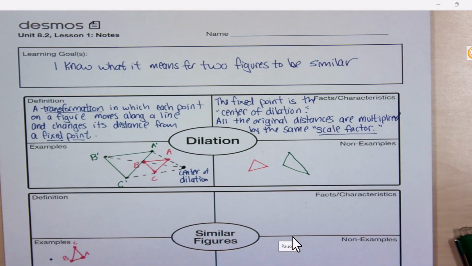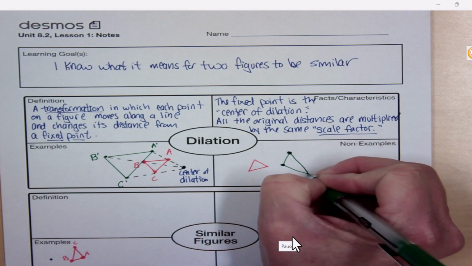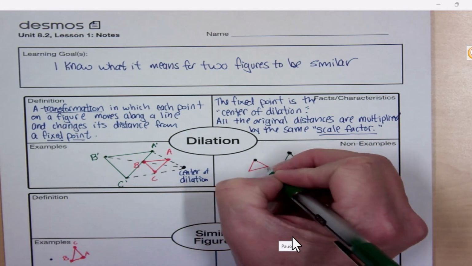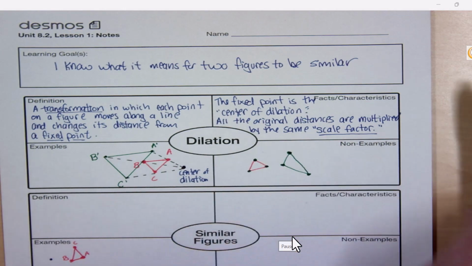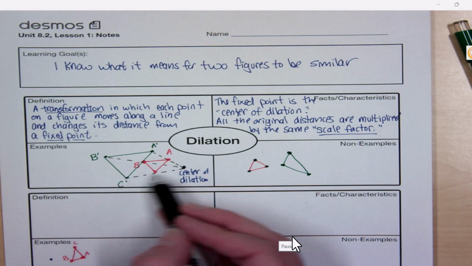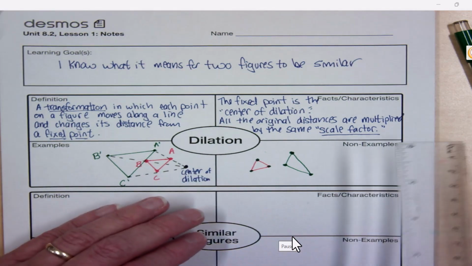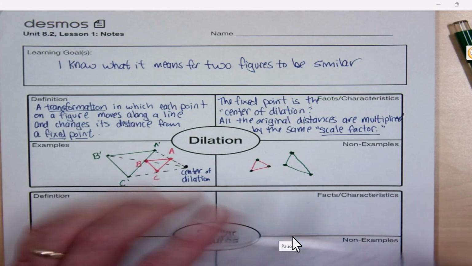Those aren't the same shape. It doesn't matter that they're not the same size. Dilations can be larger or smaller. But I'm going to show you how I know for sure that these are not similar. I'm going to try and line up the corresponding vertices, if I can figure out which ones are corresponding. And I know these are not going to intersect at one center of dilation.